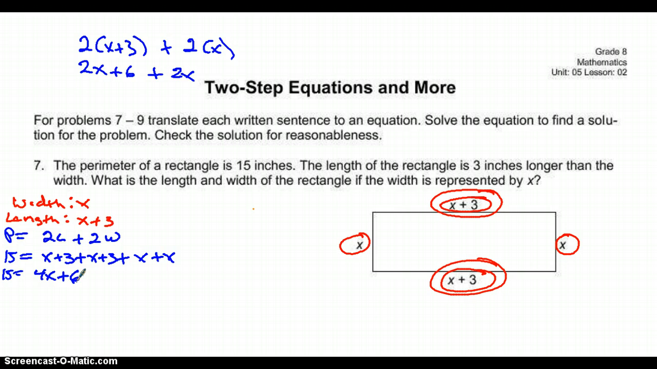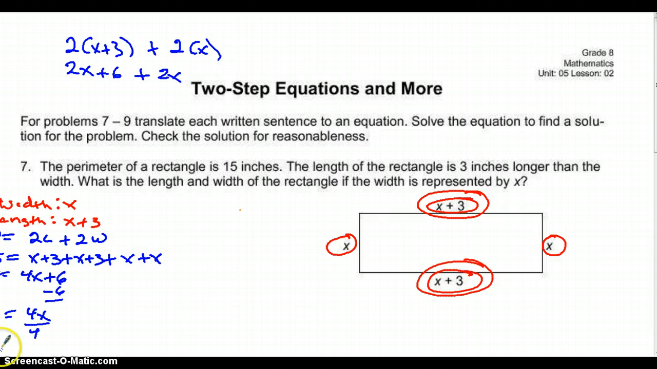Now we have to think about solving this, and how can we solve it? 4x is being added to 6, so literally we can subtract 6 from both sides. Now what we have over here is 9, and over here is 4x. That makes sense to you. It's a one-step equation now, and all we have to do is divide by 4. How did we do that? Let's see.